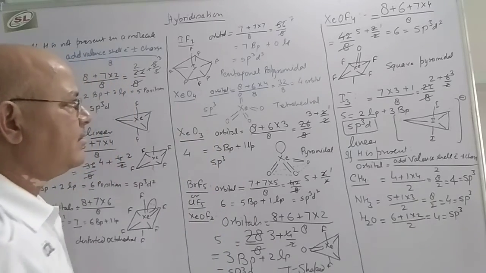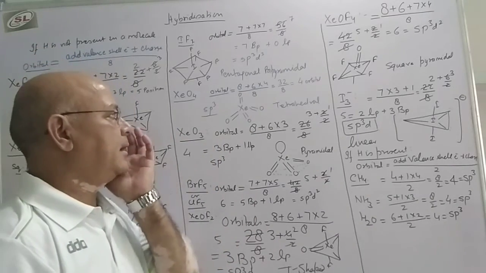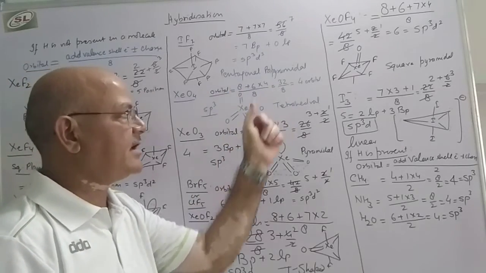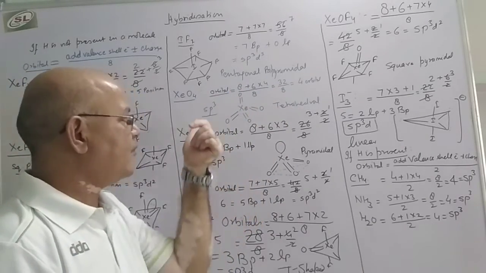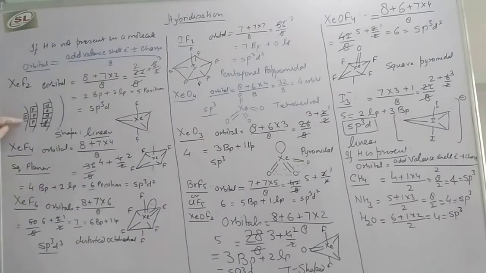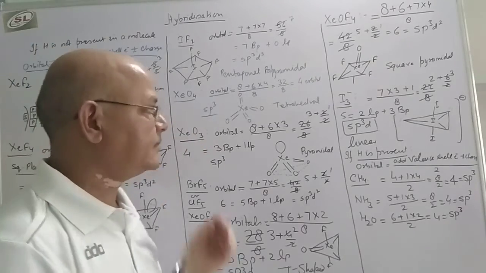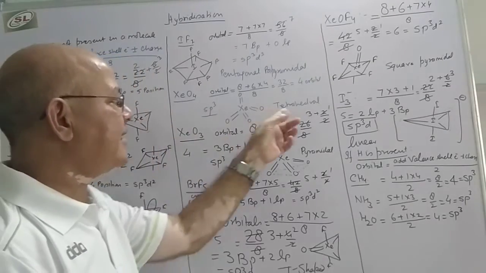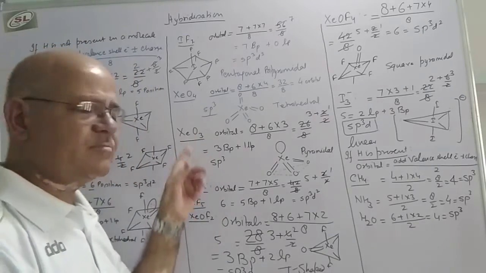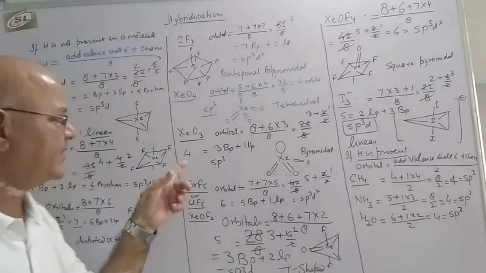In XeO4, Xe having 8, oxygen having 6, divided by 8 it will come 4 orbitals. 4 orbitals will take part. So it will be S and 3P. So sp3. Tetrahedral will be the geometry. The same we can observe in XeO3 also.